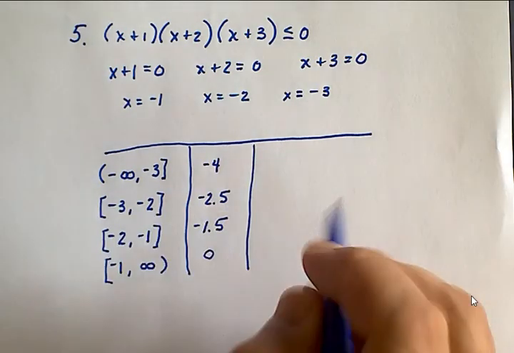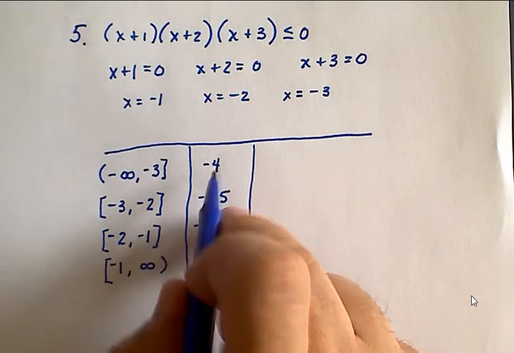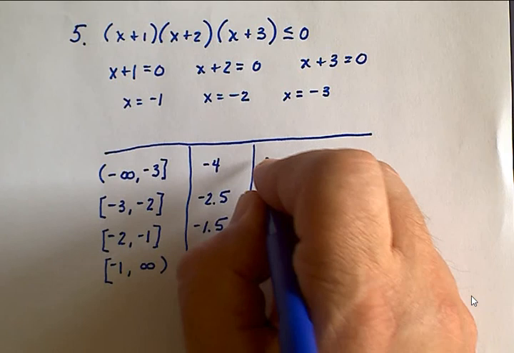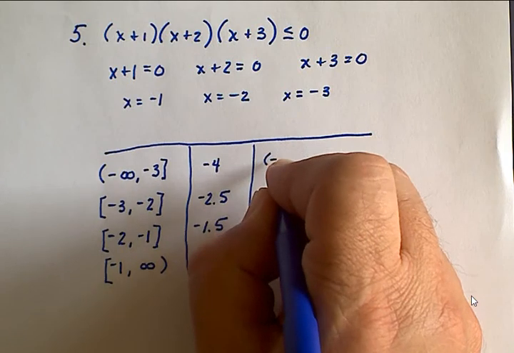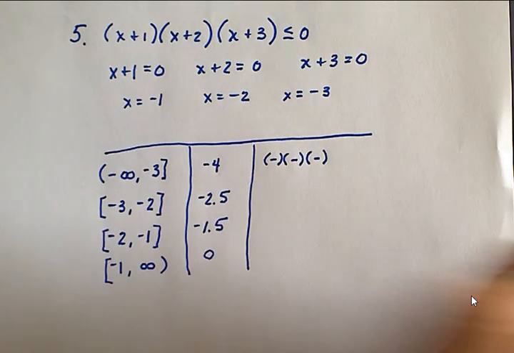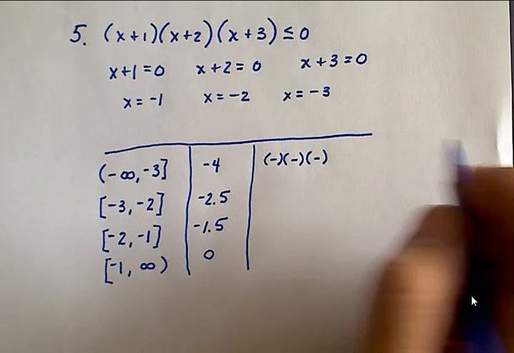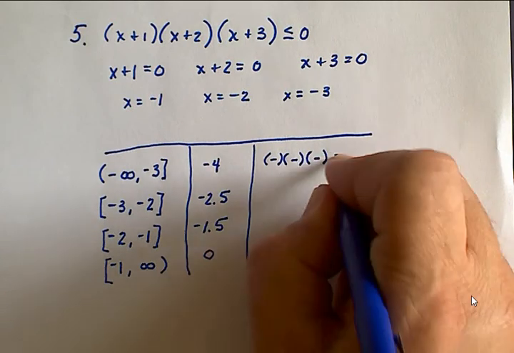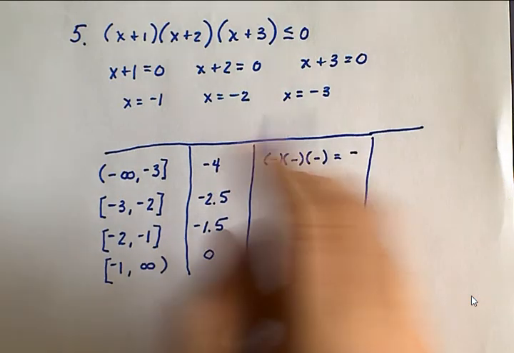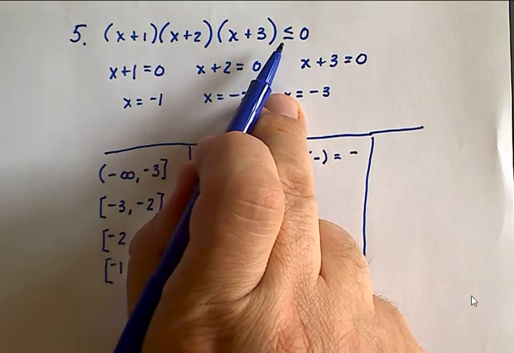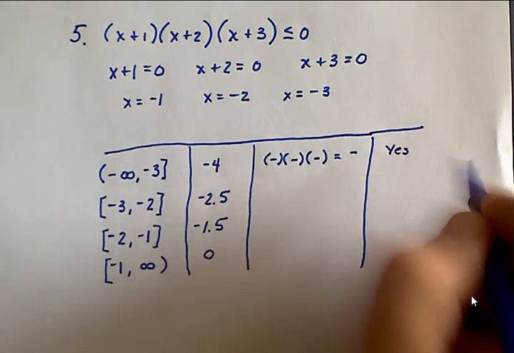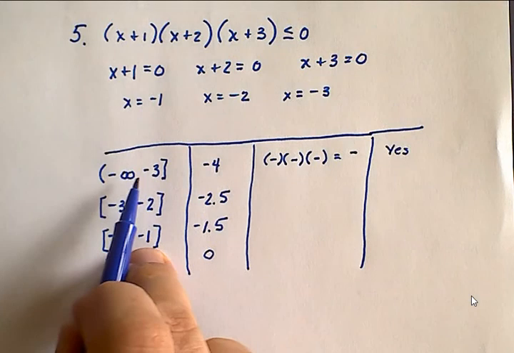So go back to your original. If I plug in negative 1 into each one of these quantities, watch what happens. There's a negative left over in the first quantity, a negative in the second, and a negative in the third. And when I multiply those three negatives together, I get a negative. My inequality says less than, so a negative is less than 0, so this is a yes. Okay, so numbers in this interval work.